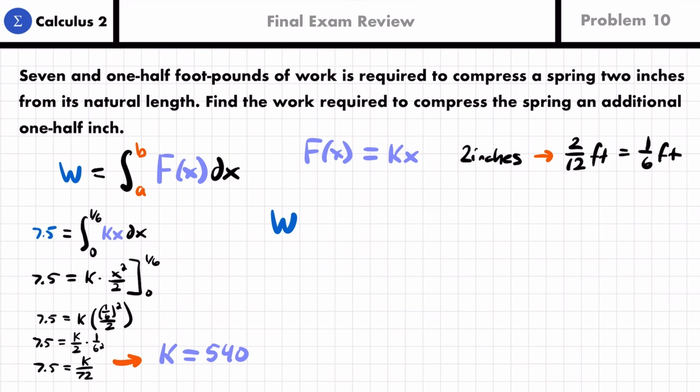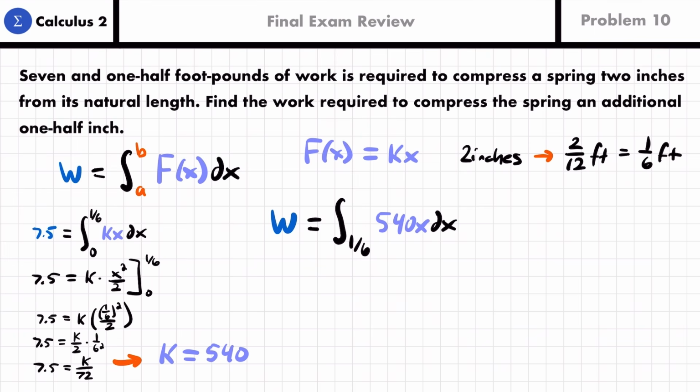So W will be equal to the integral, and we'll come back to those bounds of integration. Let's just set up the rest of it. We'll have the spring constant k, which is 540, times x. So I'll write that in here, 540x times dx. But now what about the bounds of integration? Well, if we're compressing the spring an additional 1/2 inch, we're no longer starting at the natural length of 0. We're going to be starting where we ended last time, which was 1/6 of a foot or 2 inches. So that's going to be our new lower bound. But then the upper bound will be that starting length plus an additional 1/2 inch. Okay, and be careful, that's not 1/2 of a foot, that's not 6 inches, it's 1/2 of an inch.